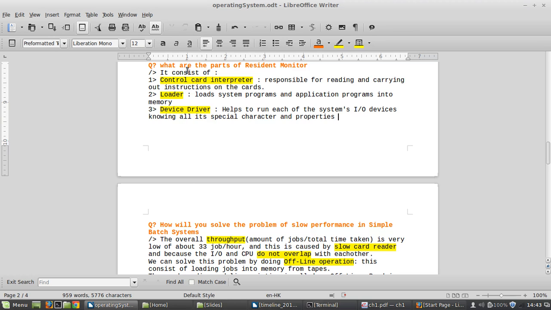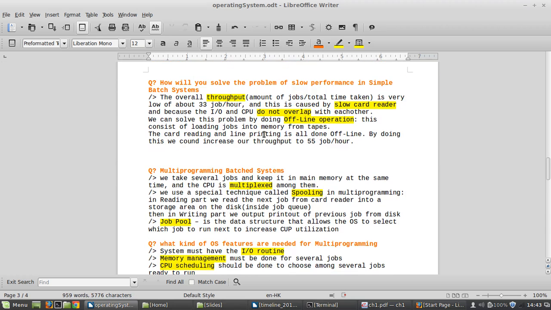Okay, so it consists of the three most important parts. We have three most important parts in the resident monitor.